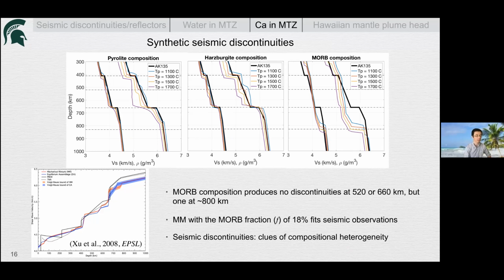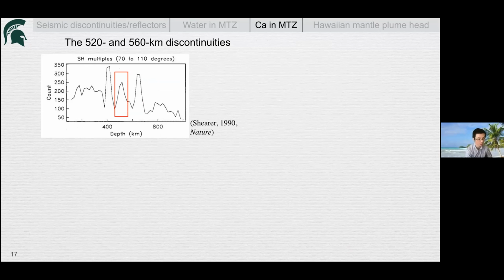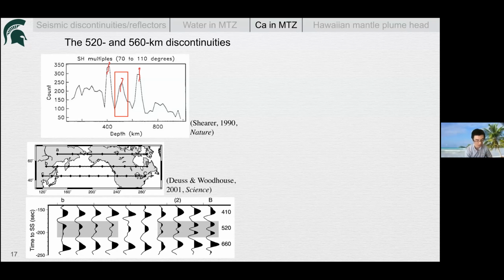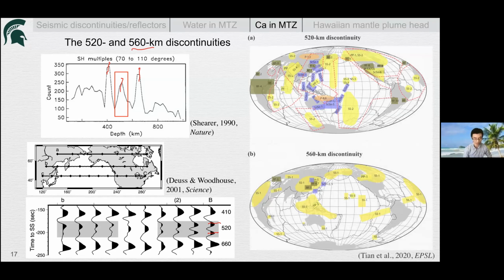So let's look at the mid-mantle. First we want to talk about the 520 discontinuity. This is the classic paper by Peter Shearer 30 years ago. What he discovered, besides the 410 and 660 signals, is that there's also a peak over here. That corresponds to the 520 discontinuity, due to the transition from wadsleyite to ringwoodite. What's more interesting is that 11 years later, Deuss and Woodhouse found that besides this 520 peak, there is another peak in certain regions. At that time, they called it a split of the 520, but here, just for consistency, I tend to call it the 560 discontinuity.